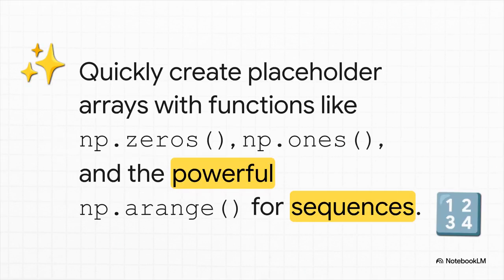And you don't always have to build arrays from lists you've already made. NumPy gives you some really convenient shortcuts. Need an array with 5 zeros? Just use np.zeros. Need a 2x4 grid filled with ones? np.ones. What if you want a sequence of numbers, kind of like Python's built-in range function? Just use np.arange. These are fantastic for quickly setting up arrays from scratch.